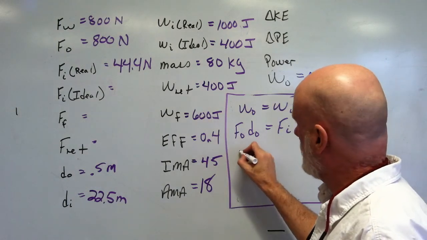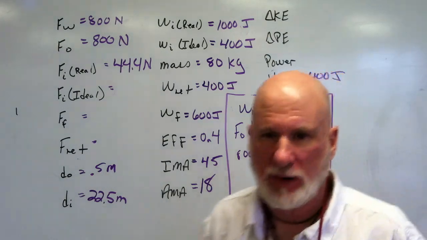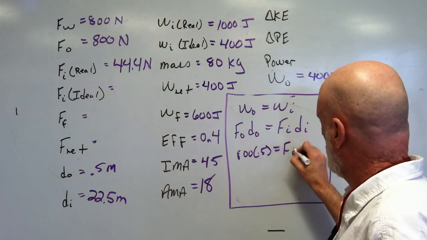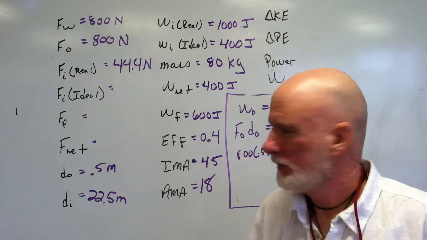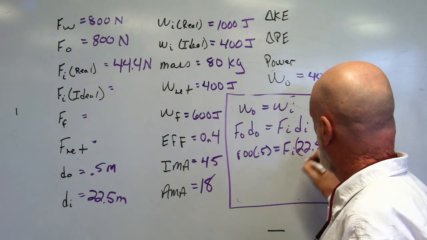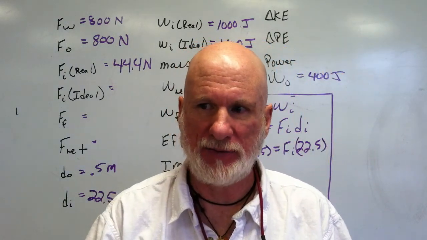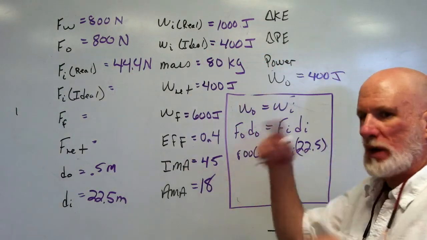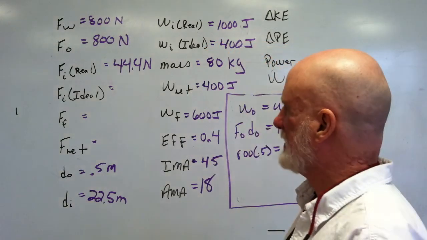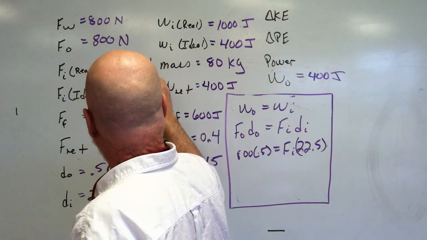So FO is 800, right? 800 times 0.5. I'm going to leave off the unit labels, is that okay? Excellent. Equals FI, and what's DI? 22.5. So what is 800 times 0.5 divided by 22.5? Oh, I was way off. 17.7.